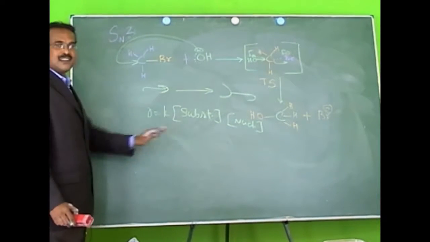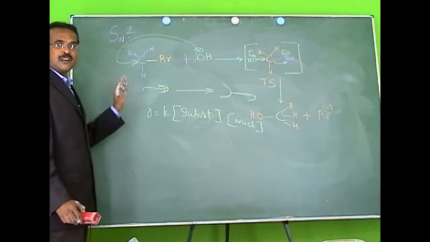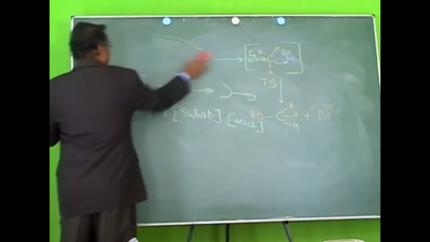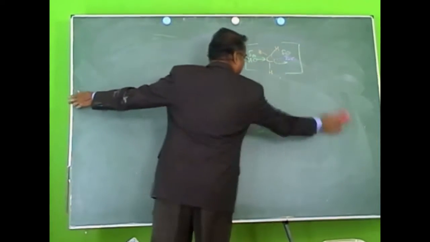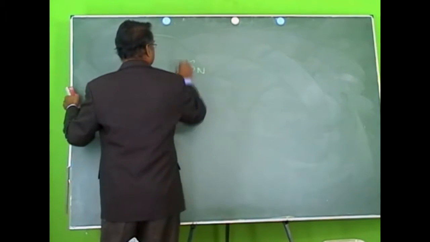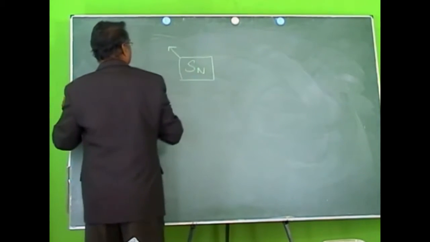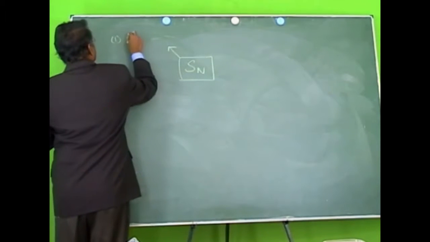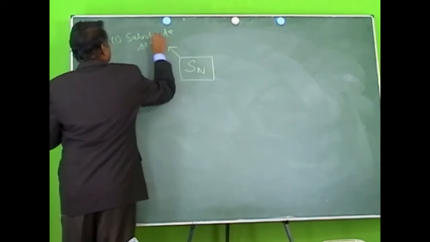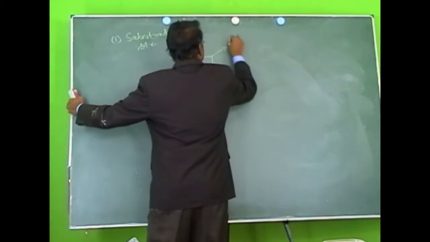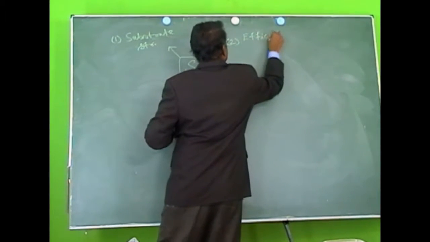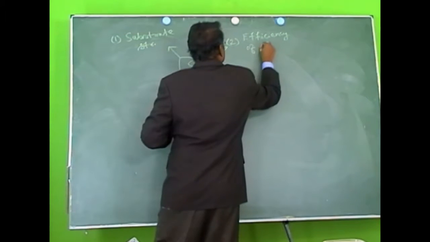So this is the overall discussion about SN1 and SN2. Now we are going to discuss the factors which affect SN1 and SN2. What are all the factors which affect SN1 and SN2? The whole nucleophilic substitution reaction is affected by 4 important factors. Number 1, structure of the substrate. Then the second point, the nature and efficiency of the nucleophile.